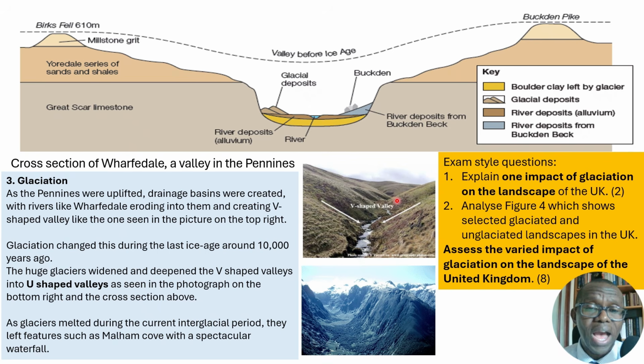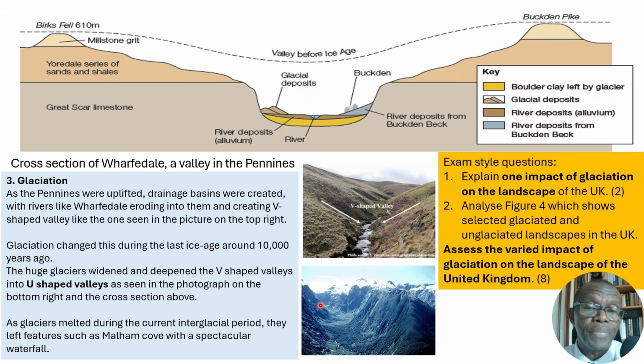This is an upland landscape, and in upland landscapes, rivers normally erode vertically. They are cutting downwards, and that's why you have a steep slope on either side, due to the river cutting vertically. However, glaciation changed this completely around 10,000 years ago. Huge glaciers widened and deepened the V-shaped valleys into U-shaped valleys, as seen in the next photograph.